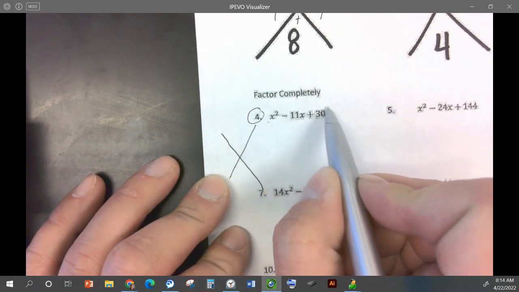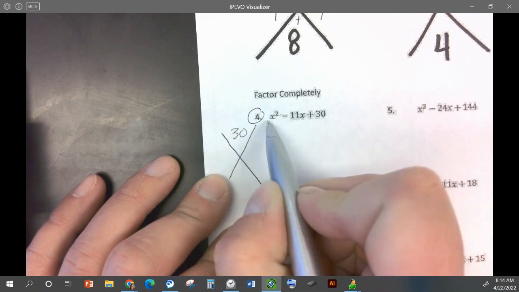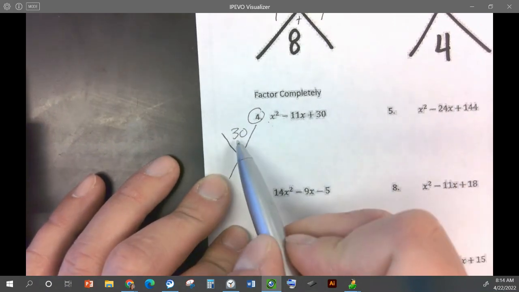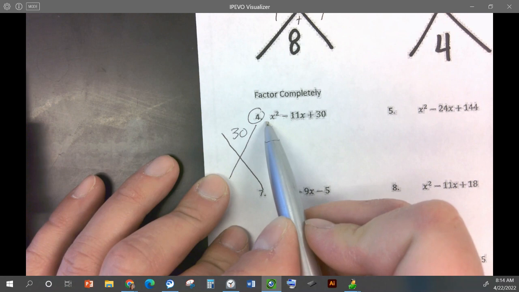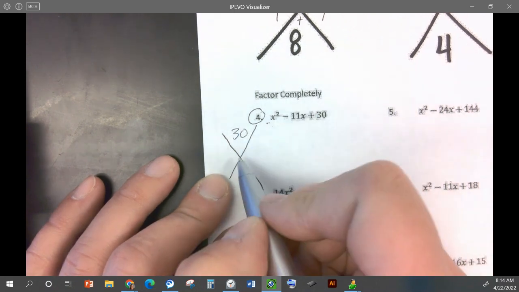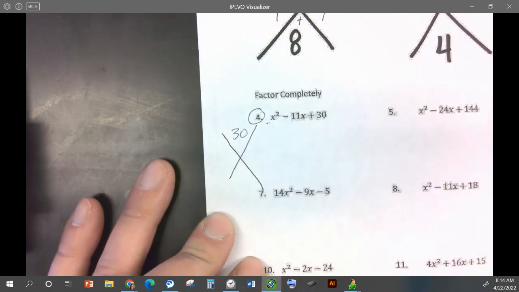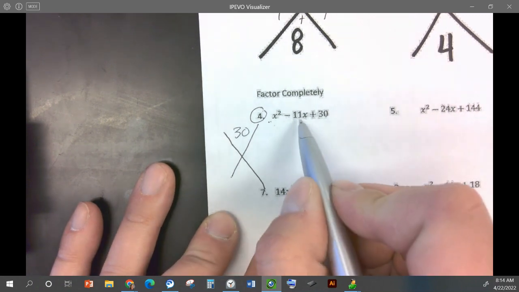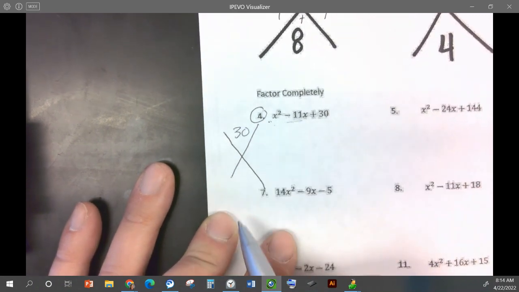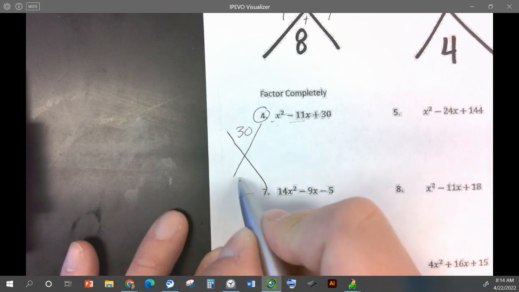We're going to put c on the top because there's no a. Basically, we're doing c times a, but because a is 1, we're doing 30 times 1, which is still 30. And we're going to put b on the bottom. So negative 11 goes on the bottom.